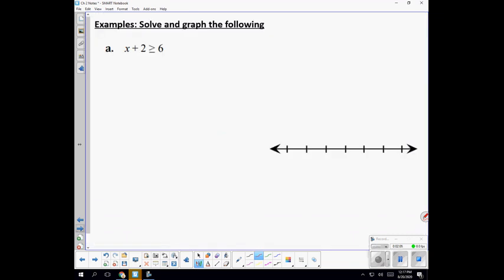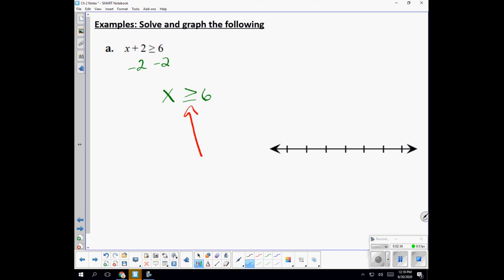Okay? So here we are with our first example. We have all of the variables on one side of the equation, so we don't need to worry about moving those. So we're just going to undo the addition that's with the x in order to solve this. So we're going to subtract 2 from both sides. That gives us the inequality x is greater than or equal to 6. Because this is greater than or equal to, we are going to use a closed circle when we graph this.